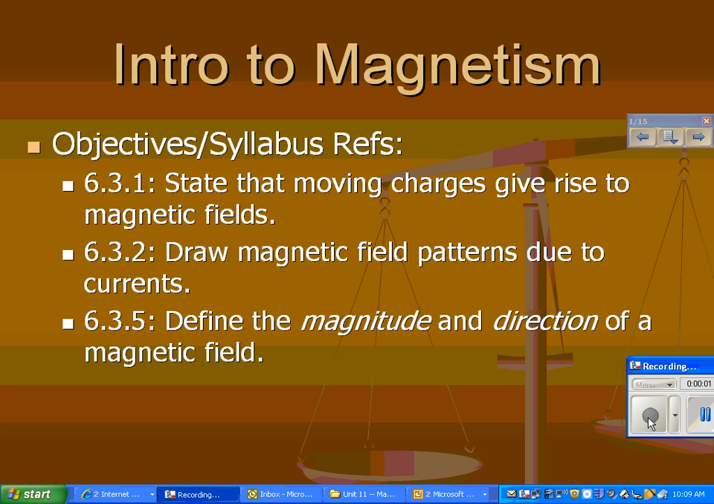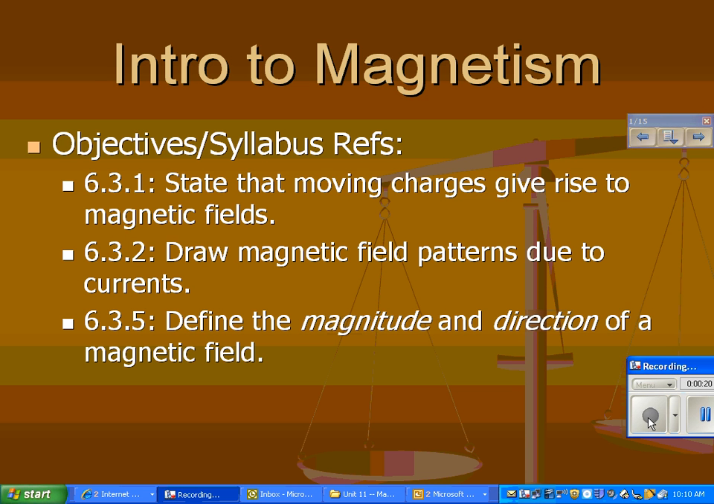In our introduction to magnetism, here are the syllabus goals that we have today for IV. We want to be able to state that moving charges give rise to magnetic fields. We should be able to draw magnetic field patterns that are created due to currents, and define the magnitude and direction of a magnetic field.